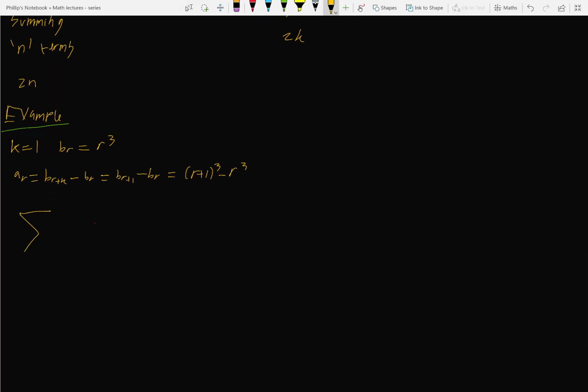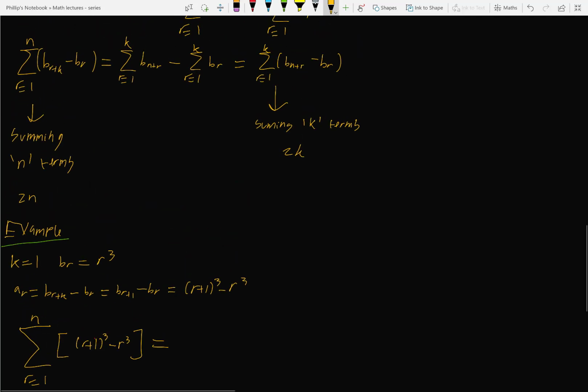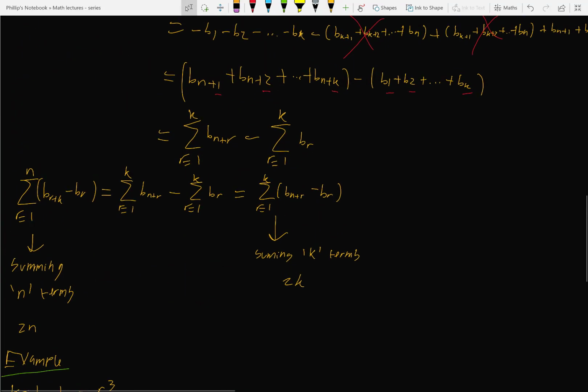So we're going to be summing this up. So the sum from R is equal to 1 to n terms. We don't know what n is. We can find out what n is, but I wanted to get it in the formula in terms of n first, then we can choose n whatever we want. So we're summing n terms up, and we're going to be doing r plus 1 cubed minus r cubed. Telescoping series.